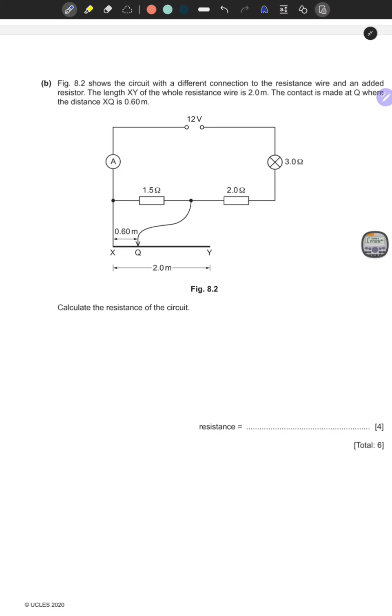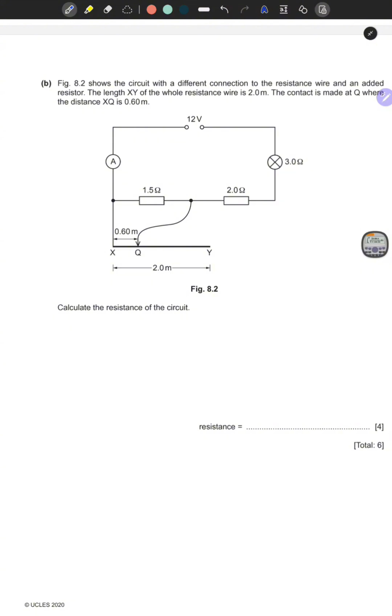Firstly, let's get the value of the resistance of the line XQ. Since resistance is directly proportional to the length, that means whenever the length increases, the resistance will increase as well, and whenever the length decreases, the resistance will decrease as well. So at part A, I have the resistance of 6 ohm and the length of 2 meters.